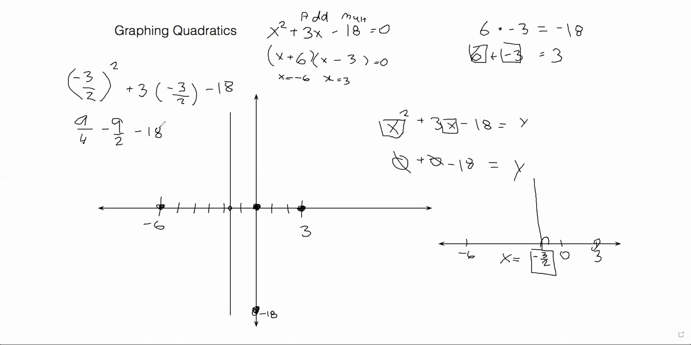minus 18. To make any kind of sense of this, we want to have a common denominator and then simplify. 4 would be the LCM, the least common multiple between 1, which is our first denominator, 2, which is our second denominator, and 4, which is our other denominator. So we're going to leave the first one alone. We don't have to do anything with 9/4. But this 9/2, we do want to put it over 4 somehow. 9 over 2 is equivalent to 18 over 4. And then we have this negative 18 over 1.